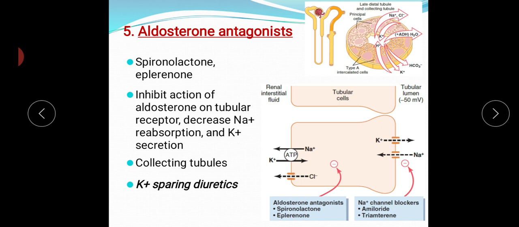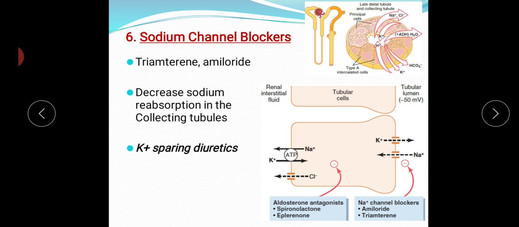So spironolactone is an aldosterone antagonist, and examples of sodium channel blockers are amiloride and triamterene. Both prevent the sodium reabsorption and the potassium secretion at the distal tubules and the collecting duct by acting over the principal cell. Both are called potassium sparing diuretics because they are preserving the potassium here. The sodium channel blockers work only like this.